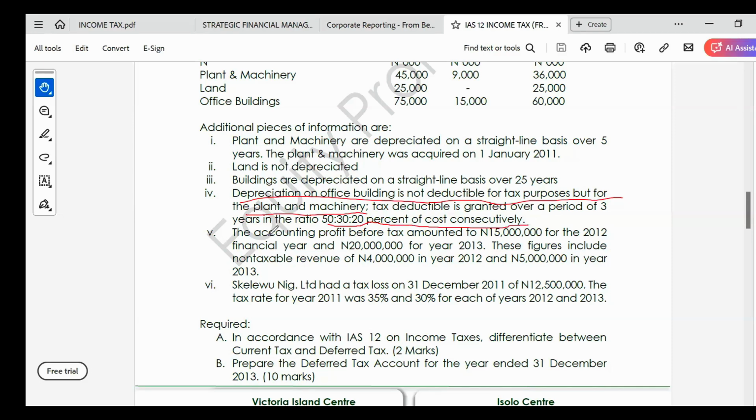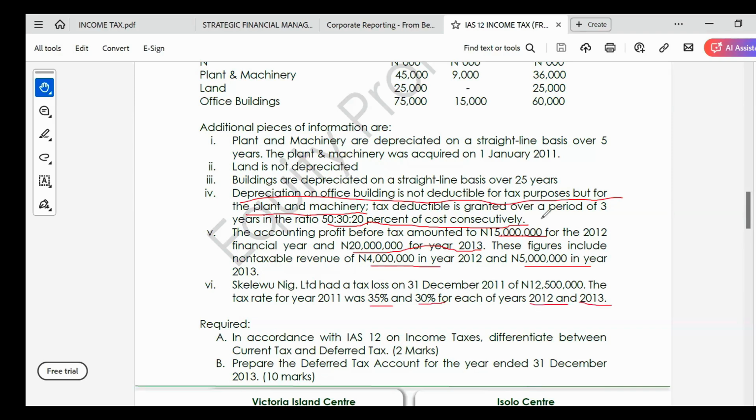Now we're told the accounting profit before tax amounted to 15 million for the financial year 2012 and 20 million for the year 2013. These figures include non-taxable revenue of 4 million in year 2012 and 5 million in year 2013. Skelewu had a tax loss on 31st December 2011 of 12.5 million. And the tax rate for year 2011 was 35%, and also for years 2012 and 2013.